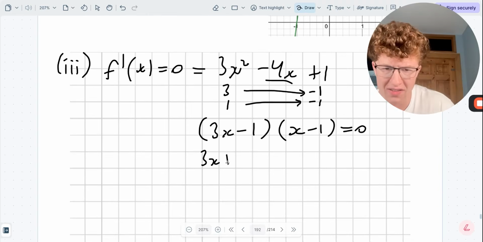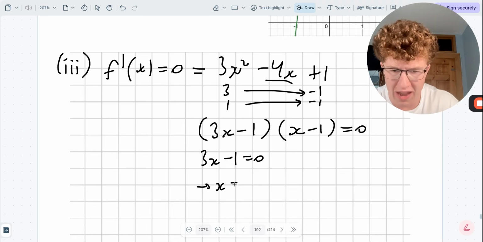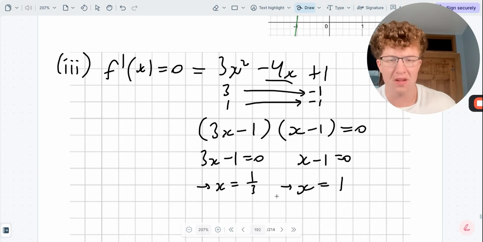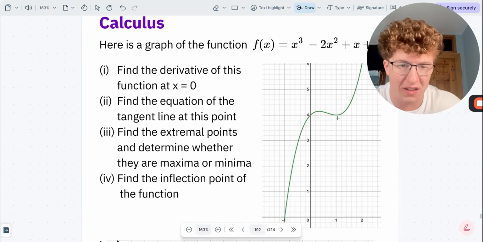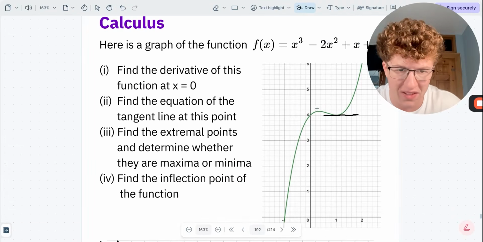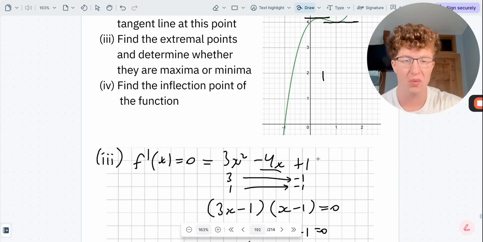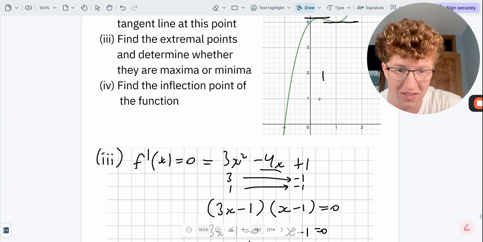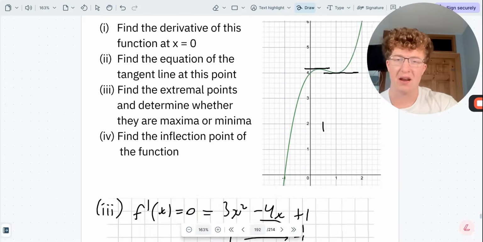So this is equal to 0. That means that 3x minus 1 is equal to 0, so x would have to be 1 over 3. Or x minus 1 is equal to 0, so x would have to be 1. So these are our x values. If we look at this graph, you see the extremal points are going to be this one here and this one up here, where the slope is 0. And we just got the x values. We can already see x equals 1 is around there, and 1 over 3 is somewhere around there. Perfect. Now, we want to determine whether they are maxima or minima.